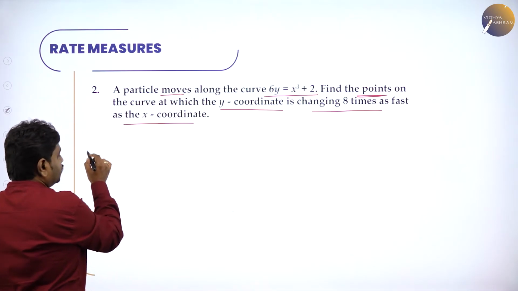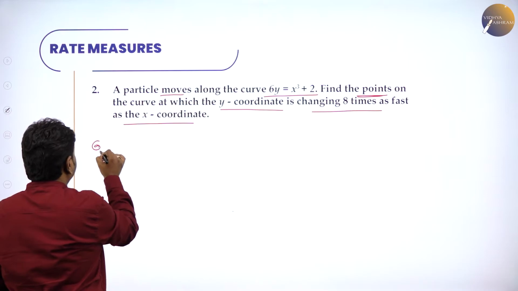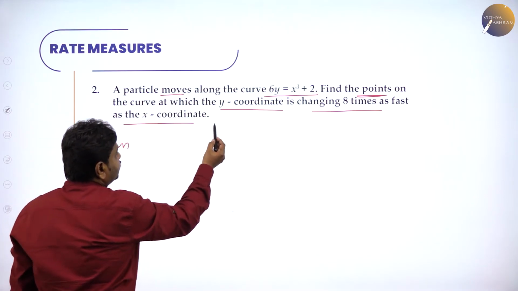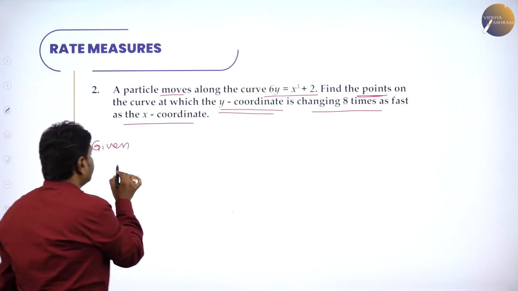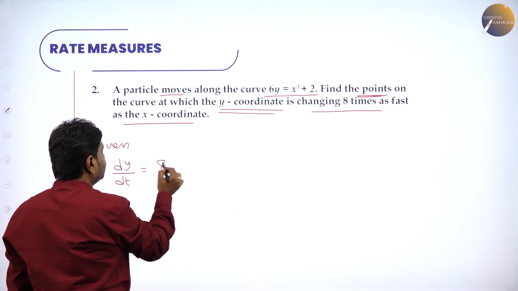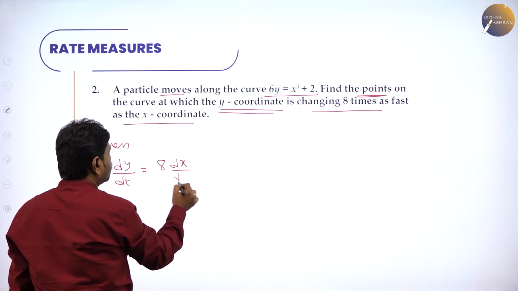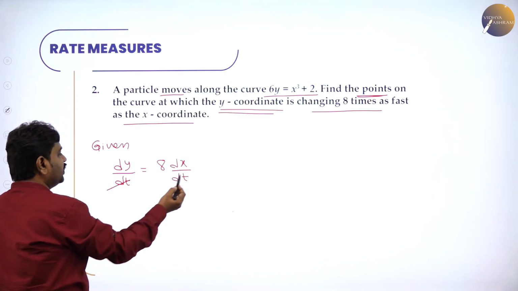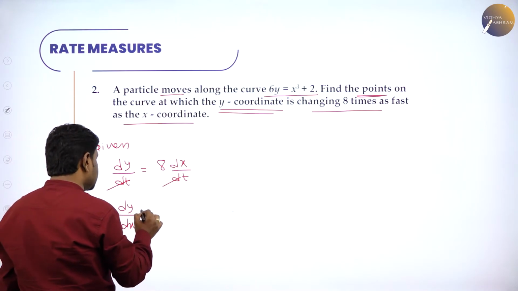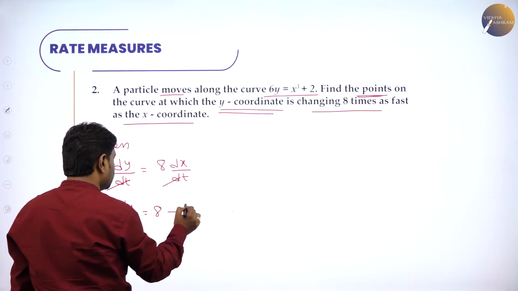So first let us take what is given. They gave that the y coordinate changes 8 times the x coordinate. Change in y coordinate means dy by dt is 8 times change in x coordinate, dx by dt. Now simplify this: dt cancels, rearrange. So dy by dx is equal to 8. This is given indirectly.